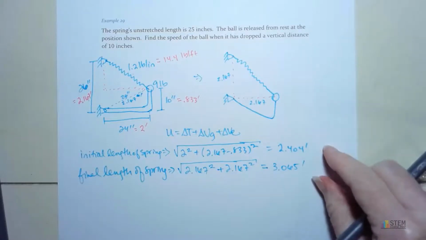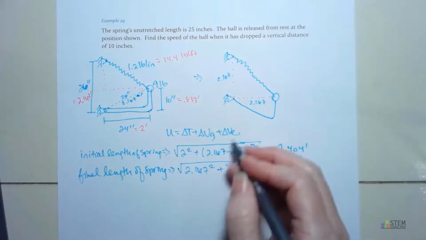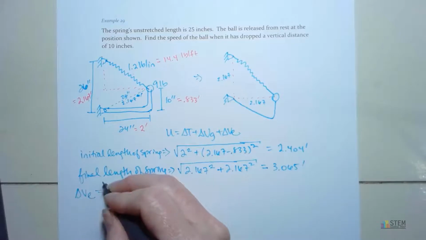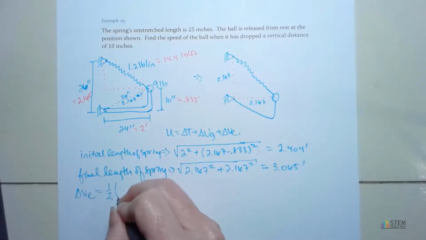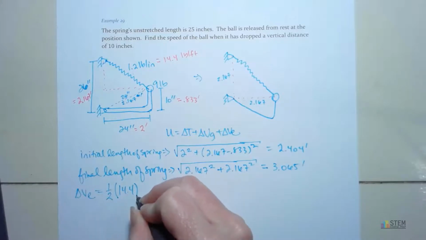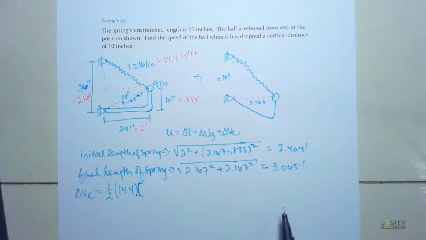Now that I've got this taken care of, we can go ahead and start filling out this equation. All right, so let's go ahead and do delta VE. So that's going to be 1/2 times K. K is 14.4. And then we're going to have the final X. All right, so here we are. The final length of the spring is this 3.065.